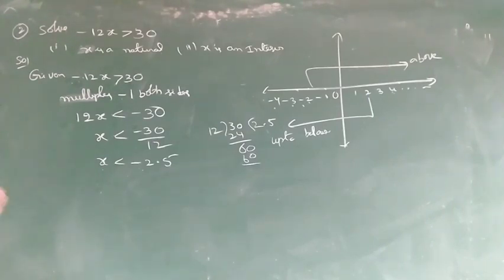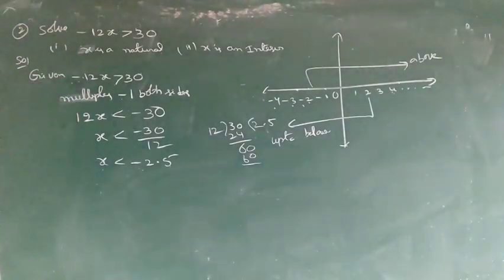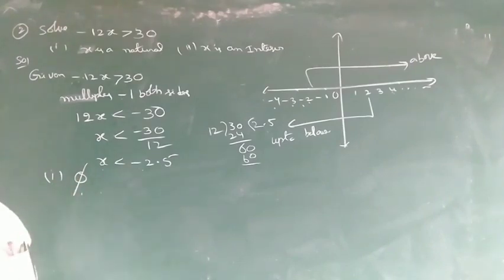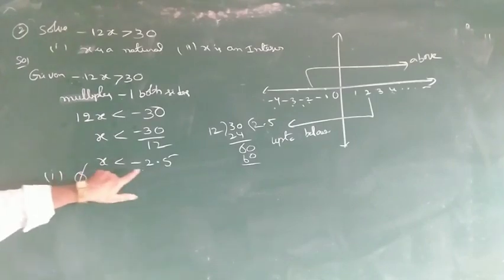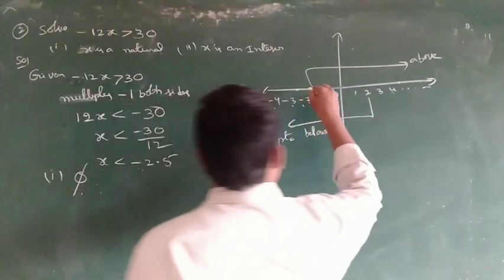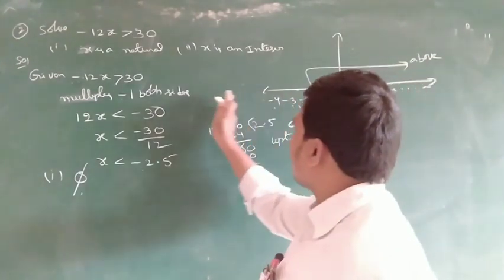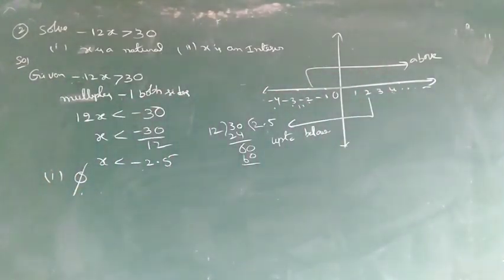So x less than minus 2.5 means all the values below are negative values, for example minus 3, minus 4, minus 5. Natural numbers means what? Only positive numbers are called natural numbers. So all these values are negative, but natural numbers mean only positive numbers, so there is no x value. It is empty.